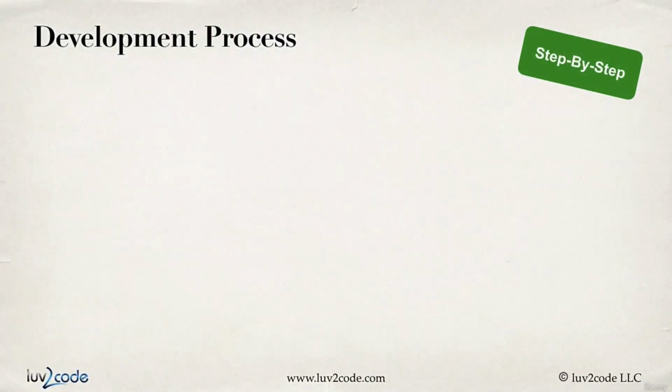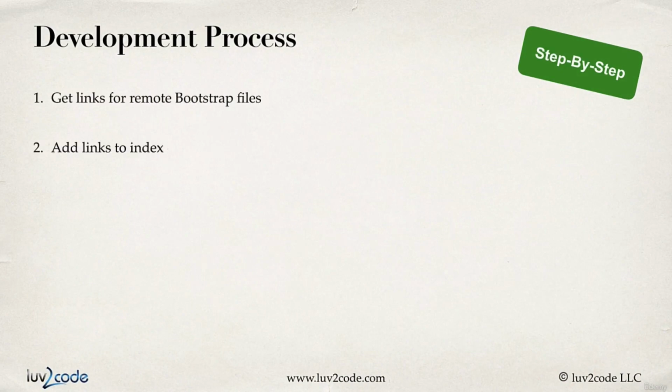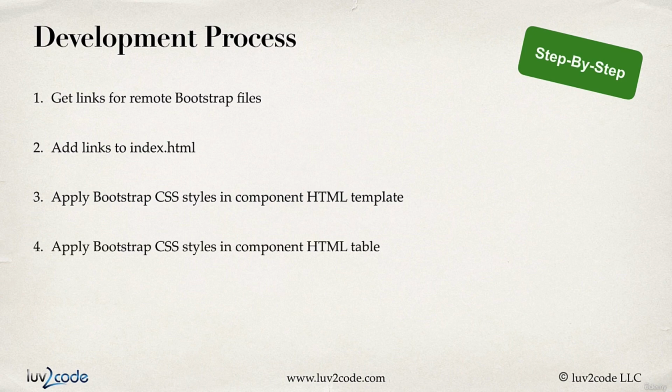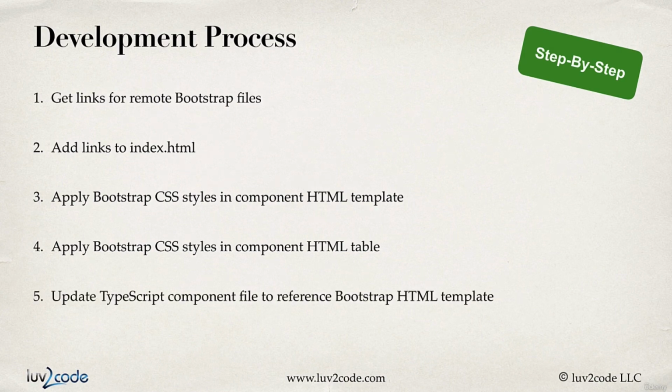Alrighty, so let's go ahead and look at our development process. The first thing we're going to do is get the links for the remote Bootstrap files. Then we'll add the links to our index.html page. Next, we'll apply the Bootstrap CSS styles in our component HTML template. Then we'll apply the Bootstrap CSS styles in our component HTML table. And finally, we'll update our TypeScript component file to reference the Bootstrap HTML template.